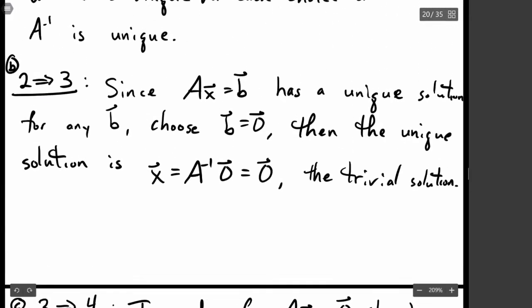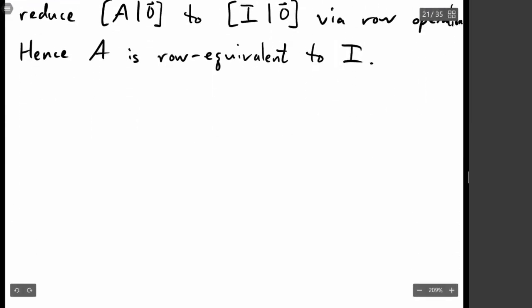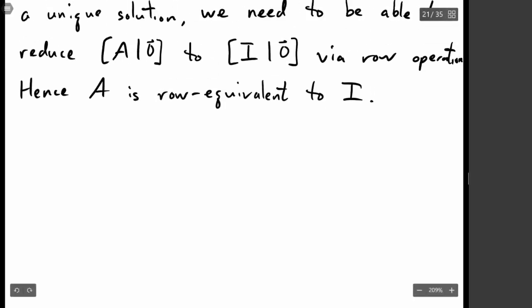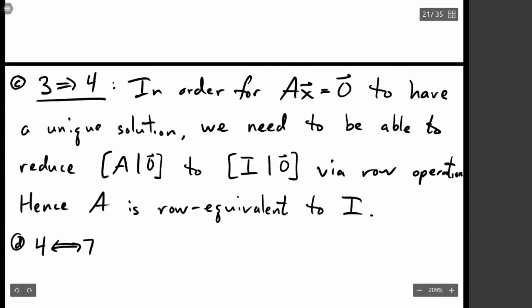Which one did I say we're going to do as part D here? Okay, so 4 and 7. All right. So why are 4 and 7 equivalent to each other?